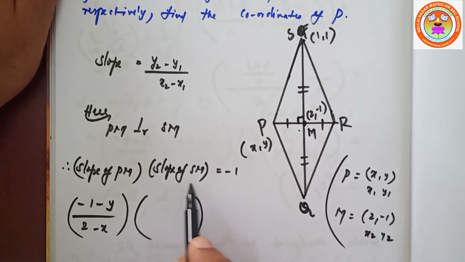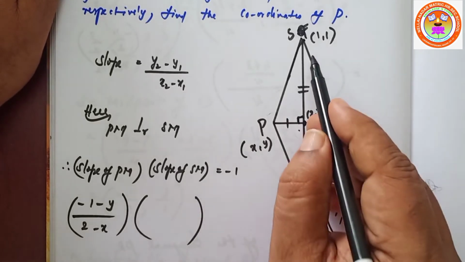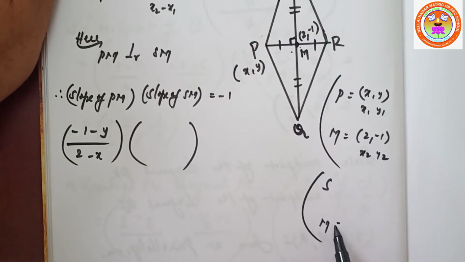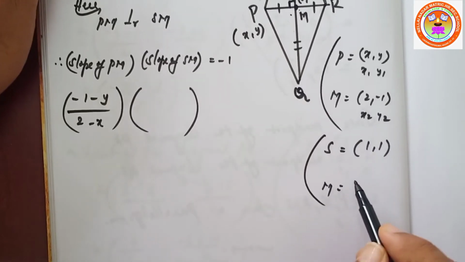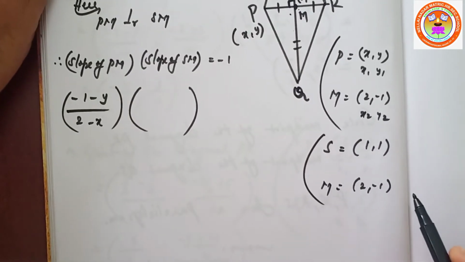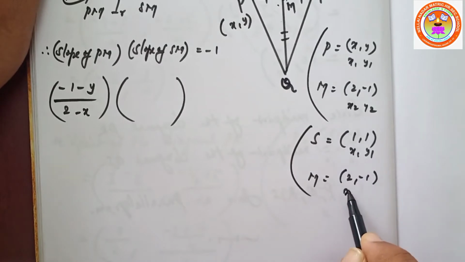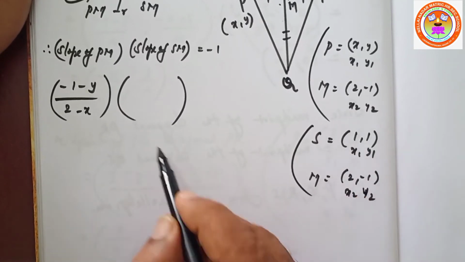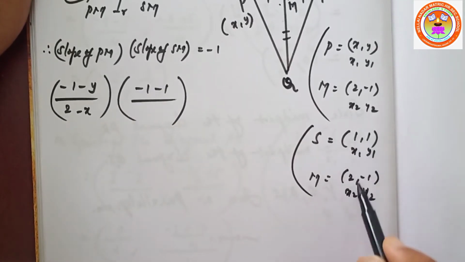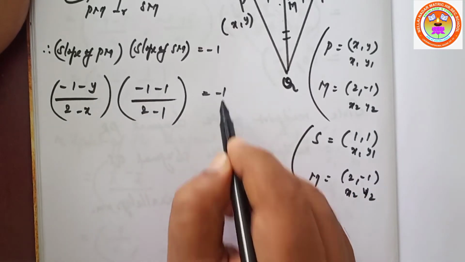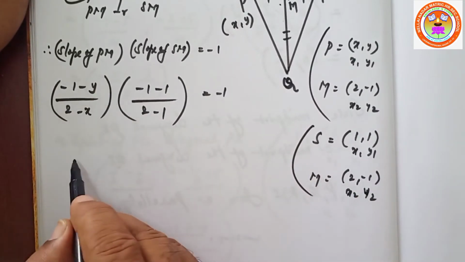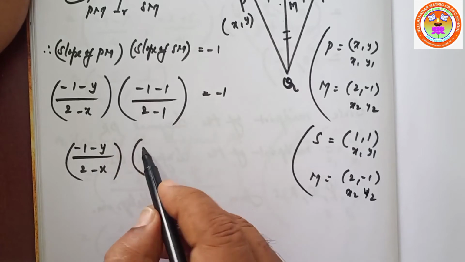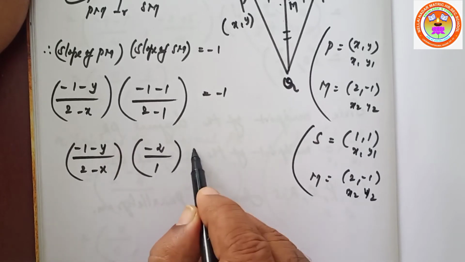Now slope of SM, S and M. S is (1, 1), M is (2, -1). Consider as x1 y1, x2 y2. Formula: y2 minus y1, minus 1 minus 1, divided by x2 minus x1, 2 minus 1. So (minus 1 minus y) divided by (2 minus x) into (minus 1 minus 1), that is equal to minus 2 divided by 1, that is equal to minus 1.